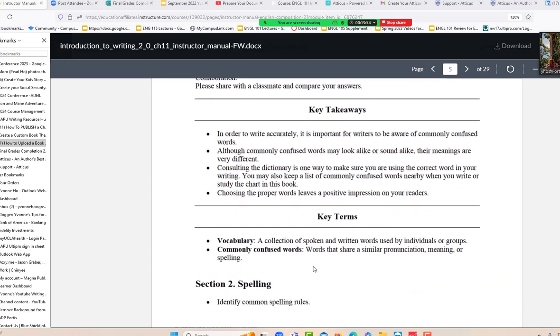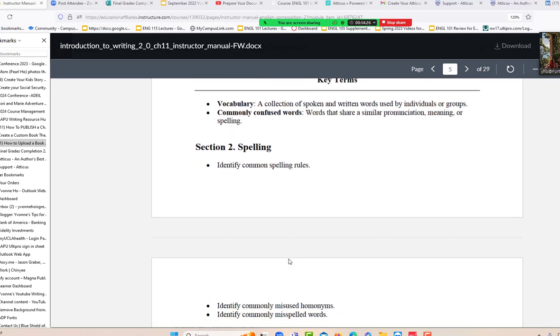So key takeaways. In order to write accurately, it is important for writers to be aware of commonly confused words. Although commonly confused words may look alike or sound alike, their meanings are very different. Consulting the dictionary is the one way to make sure you are using the correct word in your writing. You may also keep a list of commonly confused words nearby when you write or study the chart in this book. Choosing the proper words leaves a positive impression on your readers.